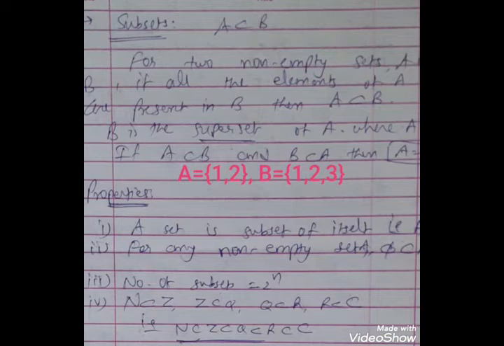Now we discuss the properties of subsets. We know that each set is a subset of itself. Suppose a non-empty set is given, then the empty set is also a subset of it. And one more thing: the empty set, meaning the null set, is a subset of any non-empty set. So for any non-empty set we have at least two subsets, that is, the set itself and the null set.